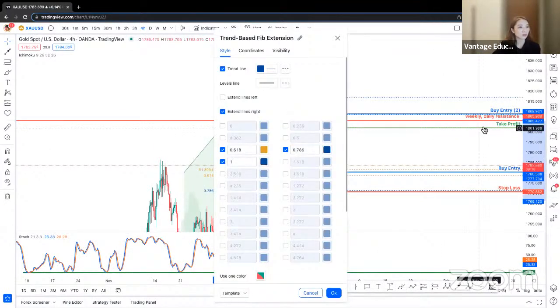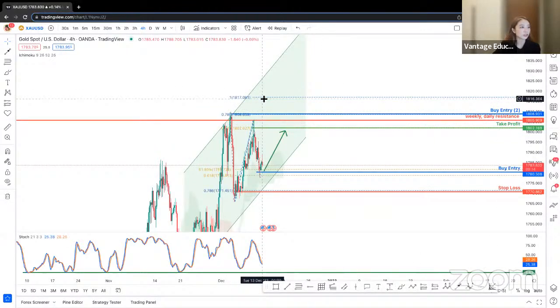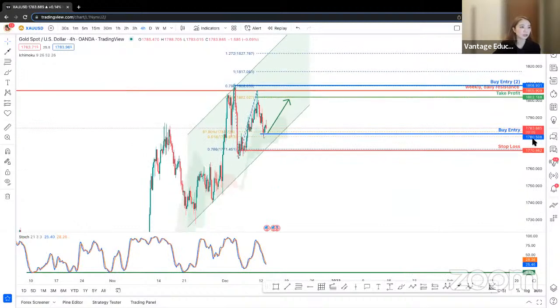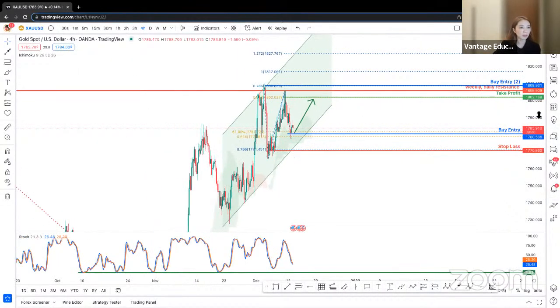All right, so for the second buy entry, you can do a very short one, or you can go all the way up to 1828. All right, for gold. So I feel that there's a lot of potential. You can look at it and you can add on to your amount.